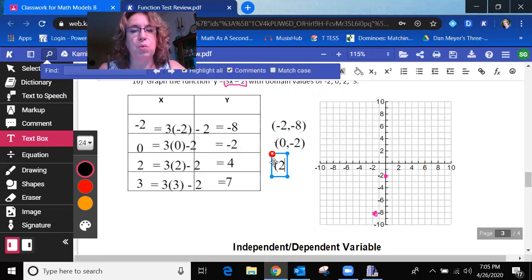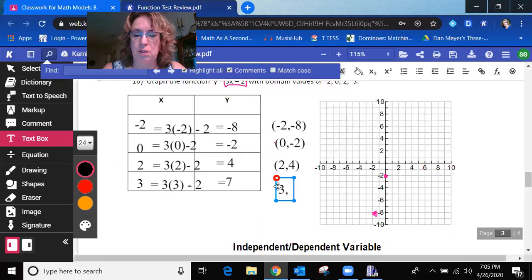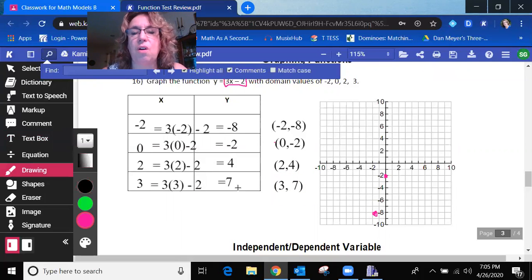And this is the point 2, 4. Let me draw, and this is point 3, 7. So each of those gets a dot. Let me draw over 2 up 4. There, and over 3 up 7. You know, they're not perfect, but that's pretty good.